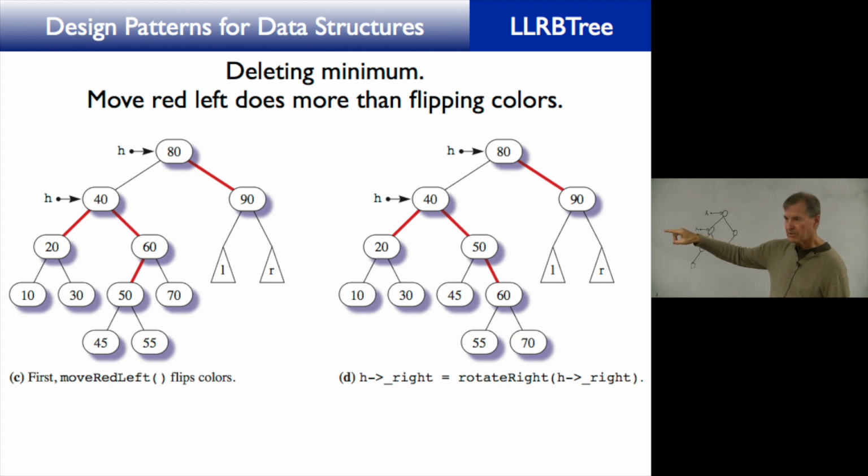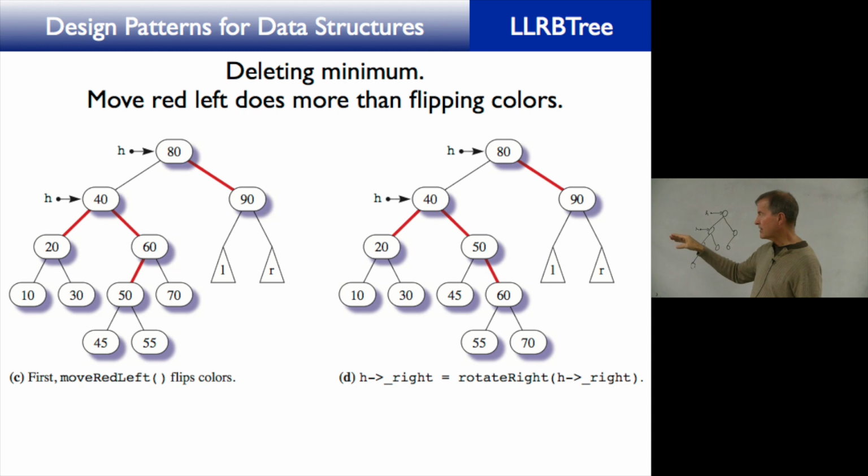So how do you do a rotate right? What happens is the 60 is going to go down, the 50 is going to go up, and now what happens? The right child of 50 becomes the left child of 60. Are you with me?